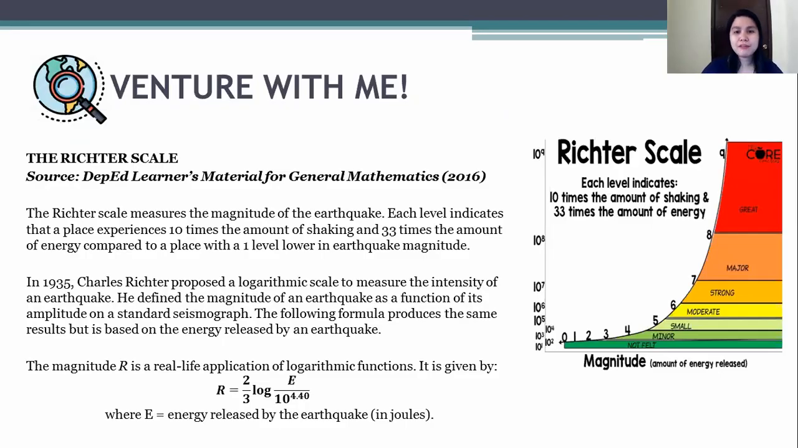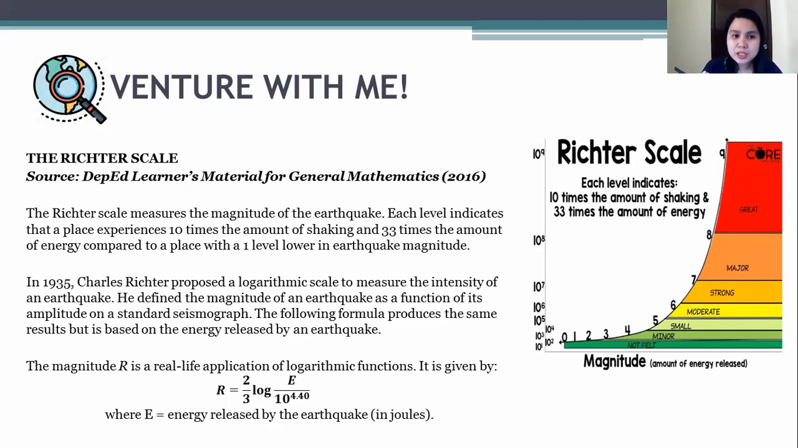Here's one of the applications of the logarithmic function. If you noticed, once there's an earthquake, the news will declare it, or PHIVOLCS will declare the earthquake is in magnitude 5, magnitude 5.7, magnitude 6, magnitude 6.8. The main question is, how did they compute for the magnitude?